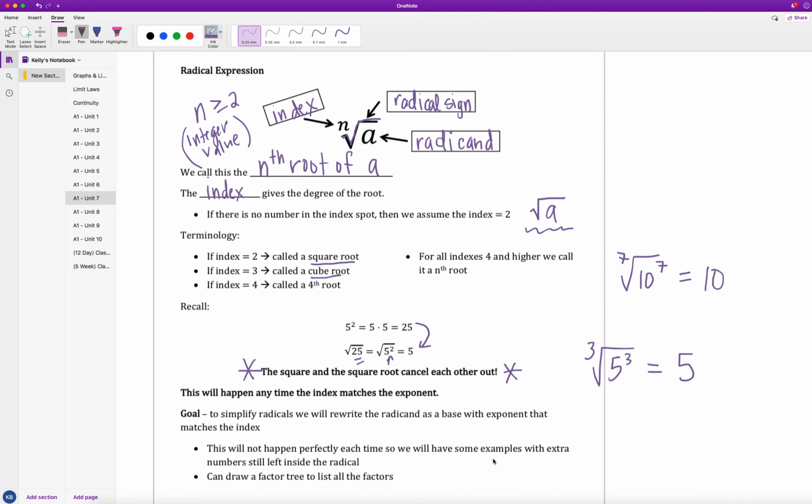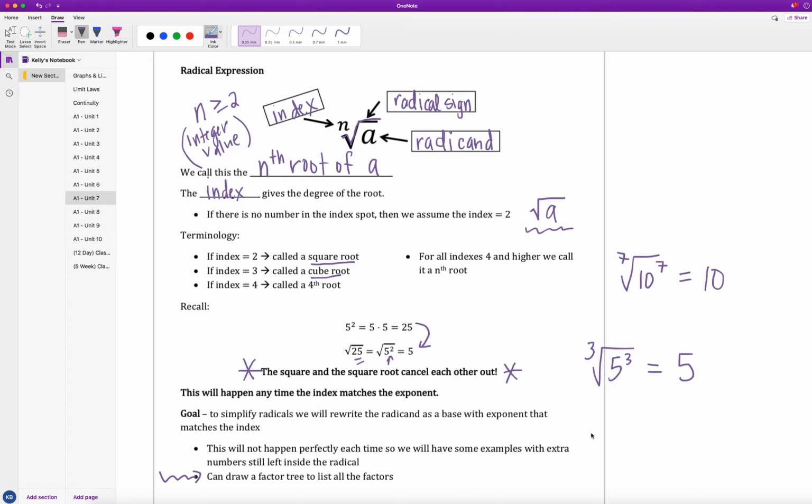Now, that doesn't perfectly happen every time, and what we're going to look at is some examples where the index doesn't perfectly match the exponent. Maybe there's some extra things there as well. One thing that's going to come in handy for us is we're going to draw a factor tree so that we can figure out what all the factors are and help group them together for that problem.